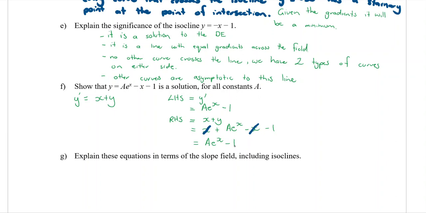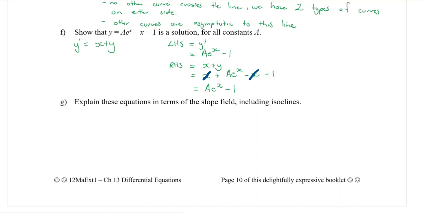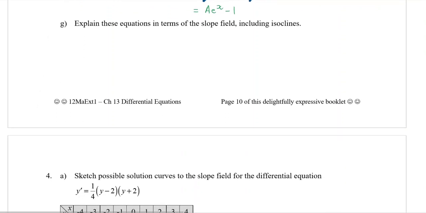So we've shown it works for the left-hand side and the right-hand side. We're not trying to solve it at this stage. That's all we wanted to do. We just wanted to show that it was a solution to the differential equation. So part G says, explain these equations in terms of the slope field, including the isocline.